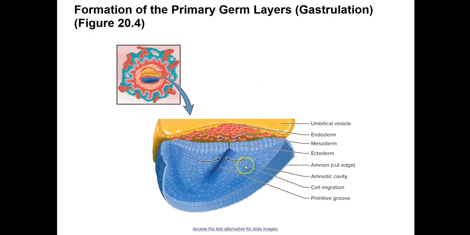And so here you can see those layers again. You have the endoderm in this yellow layer here. You have the mesoderm consisting of these red colored cells, and then you have the ectoderm here in blue. So those 3 primary germ layers that develop through gastrulation.